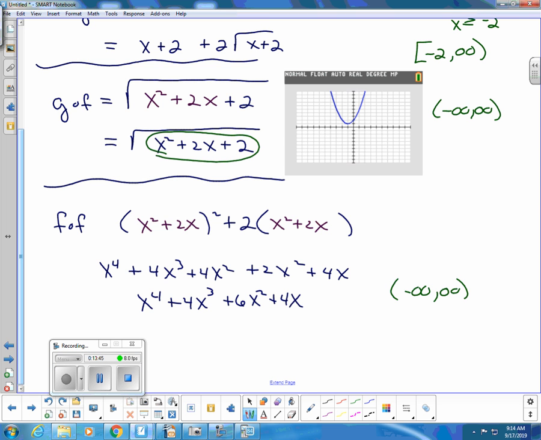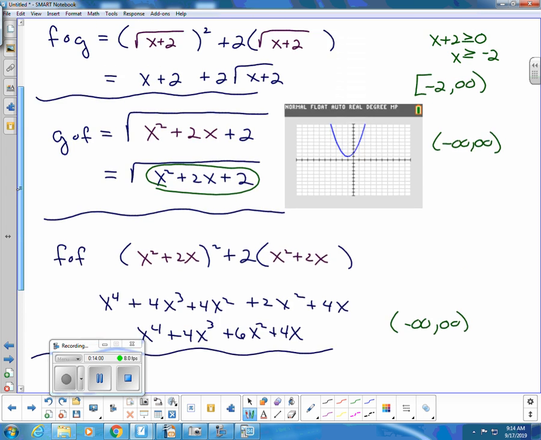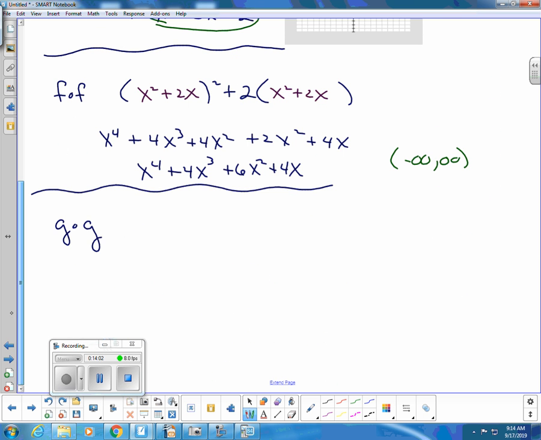Okay, last one, g of g. Again, on the test tomorrow, you're only going to have to do two. Either f of g, g of f, f of f, or g of g. So, our g function, if we go back up, is the square root of x plus 2. So we're going to take the square root of x plus 2, and we're going to put in the square root of x plus 2. We can't simplify that. It's just looking ugly, but that's how you're going to leave it.